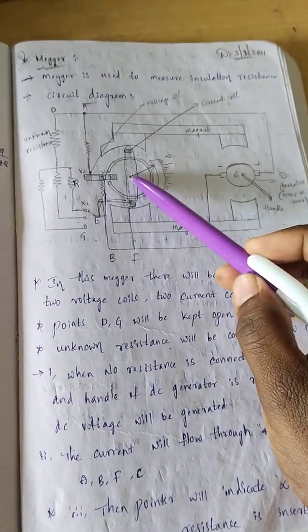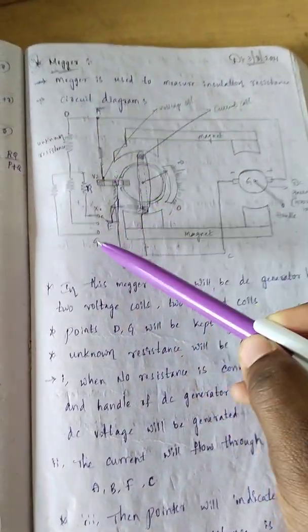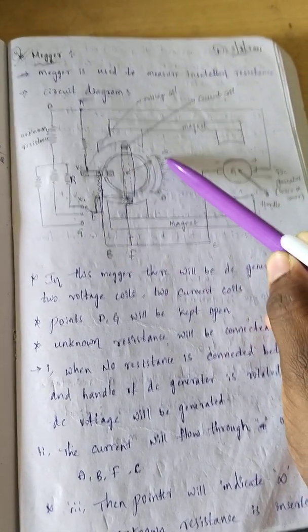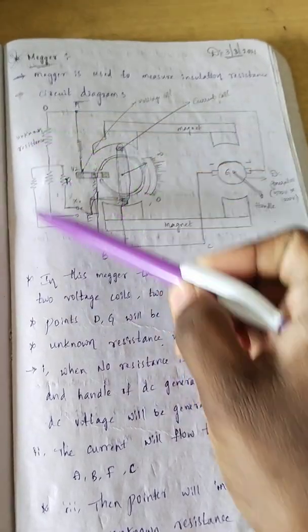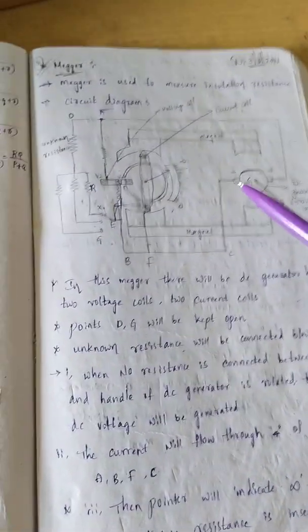Since torque is not produced, the pointer will stay at the infinity point only. So when I do not connect any resistance here, torque is not produced and the pointer shows infinity. That means the resistance is infinity, no resistance is connected. So this is case 1.